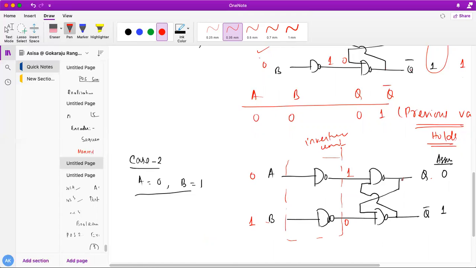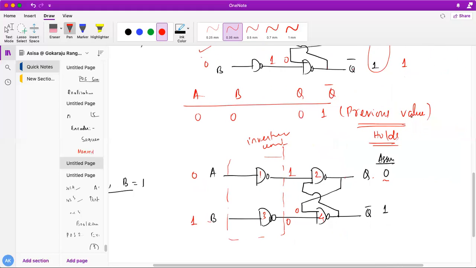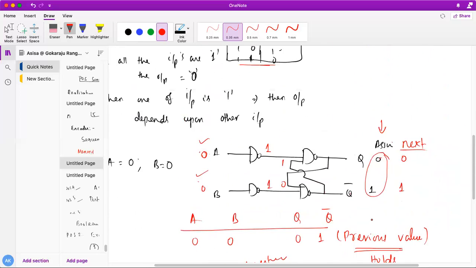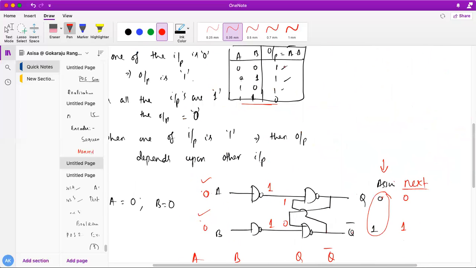Here Q is connected to my 1, 2, 3, and 4. Fourth NAND gate. Q is connected to one of the inputs of my fourth NAND gate. So 0 is there, so it will be 0. So 0, 0, what do I get as the next value? If it is 0, 0, I'm getting 1. So Q bar I'm getting 1, because 0, 0 in a NAND gate is 1.